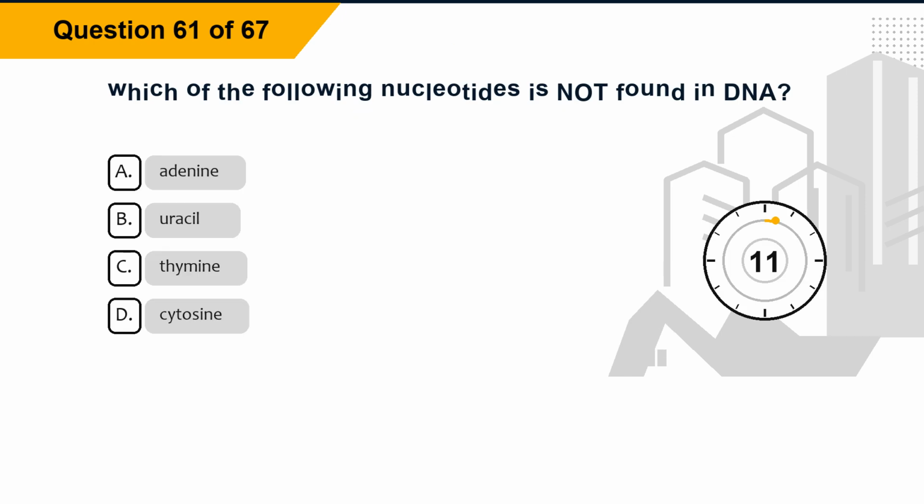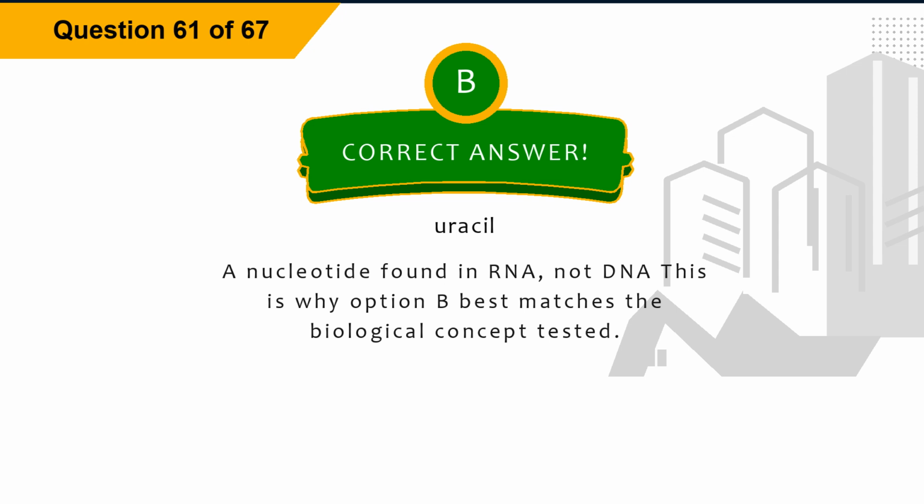Question 61. Which of the following nucleotides is not found in DNA? Option A. Adenine. Option B. Uracil. Option C. Thymine. Option D. Cytosine. The correct answer is option B. Uracil. Explanation. Uracil is a nucleotide found in RNA, not DNA. This is why option B best matches the biological concept tested.